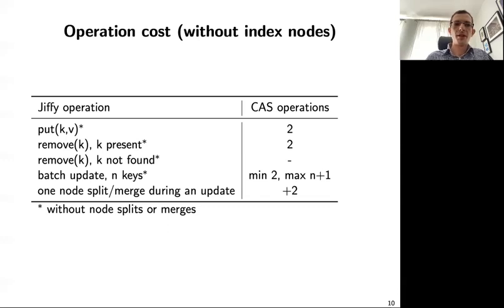For a batch update, the number of compare and swap operations that we need to perform naturally depends on the number of revisions created. Minimally, a batch update will create a single revision and requires two compare and swap operations, similarly to a simple put operation. In the worst case, when each key from the batch is managed by a different node, we need to create n revisions, and so in total we have to perform n+1 compare and swap operations. Each node split or merge requires two additional compare and swap operations, as I will now show.